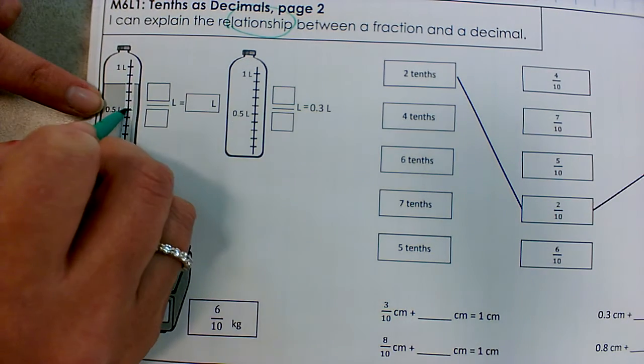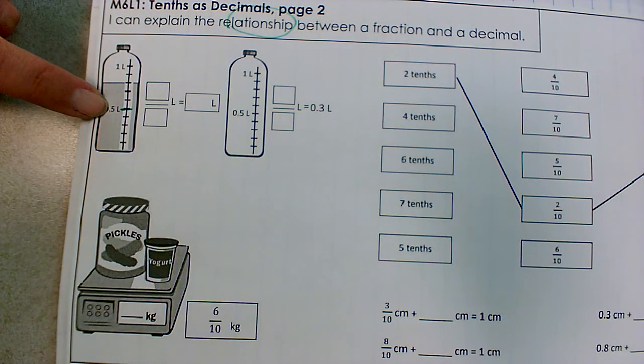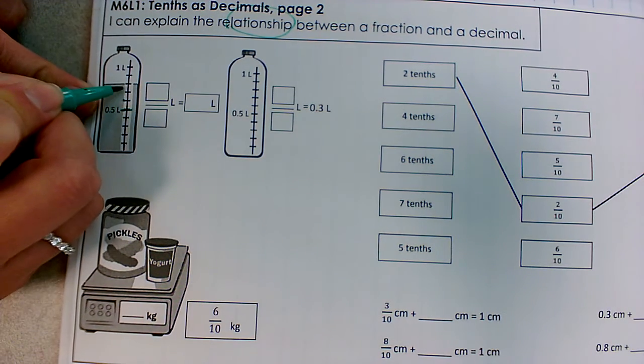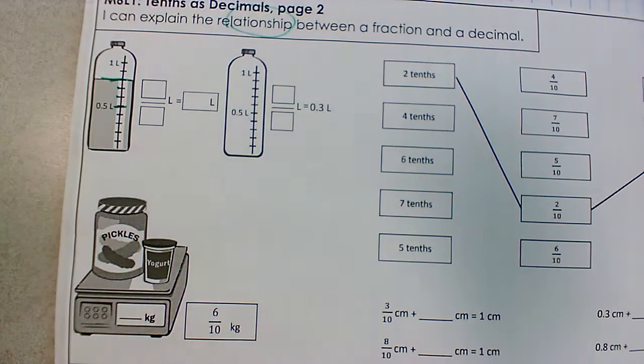So when I look at this line here is 0.5 or 5 tenths liters. So I'm going to count up and see how full this is. Here's 6 tenths, 7 tenths, and here's my line at 8 tenths.